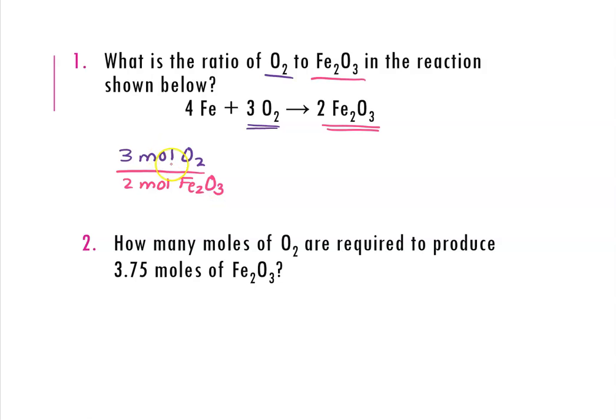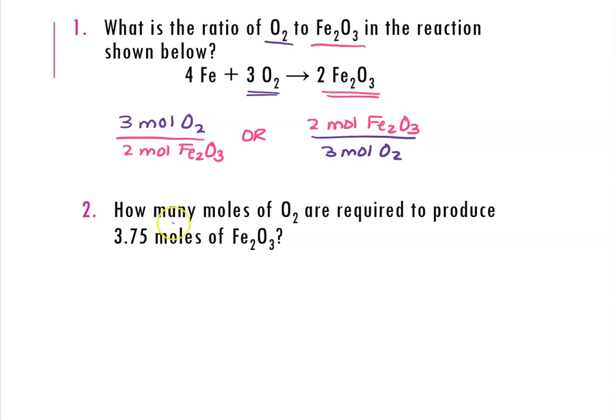So this is the ratio of O2 to Fe2O3. The ratio of Fe2O3 to O2 is just backwards. So I can use either of these in a calculation, and the one that I use will be dependent upon the information that's given to me in the problem. So we're going back to what we did in Unit 6, where we write down what we're given and we write down what we're trying to find.